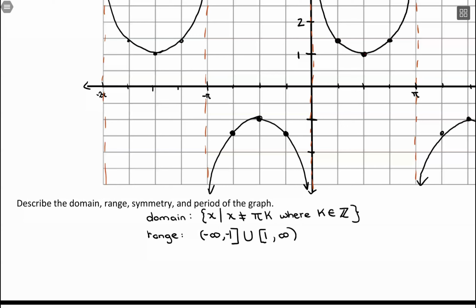Symmetry, what you can see is it doesn't work to just reflect across the y-axis, but if we reflect across the y-axis and then across the x-axis, then we start landing on our function. So this is symmetric about the origin, which means this is an odd function.